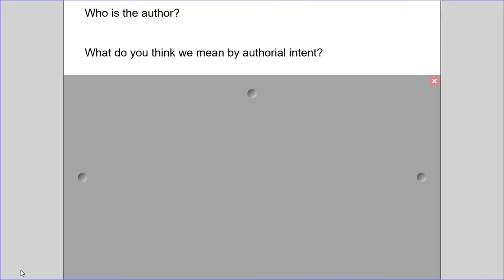Now, our final kind of question might be the most tricky that we look at today because we've talked about it a bit at school, but we probably haven't spent as much time on it as the others. So we're going to look at authorial intent. So first of all, who is the author? The author is the writer of the text. So the writer of the book, the writer of the speech, whatever it is, the writer. And what do you think we mean by authorial intent? So if author means writer, what does intent mean?